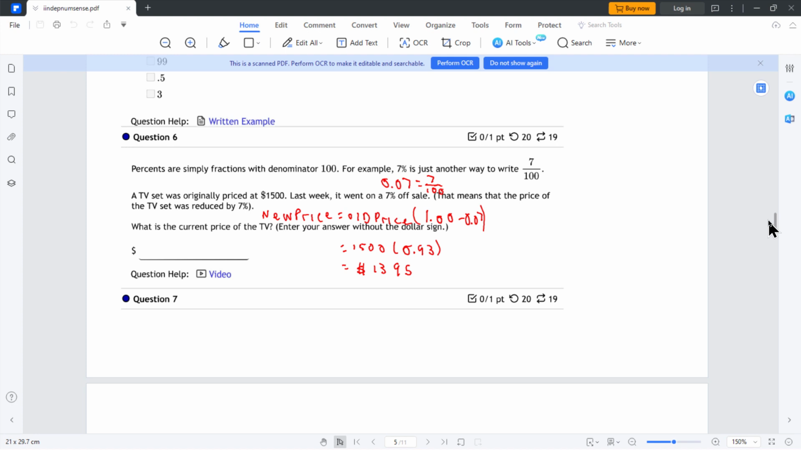Okay. So I have the new price is going to be the old price times whatever decimal percent that happened to be. So 100% would just be 1.0, but it's going to be taken off a little bit. So I subtracted the decimal form of 7%, which is going to be 0.07. So I have 1 minus that. So it's going to be 93% of its original value. And you multiply it out, you end up with $1,395. There's a video for that one too.